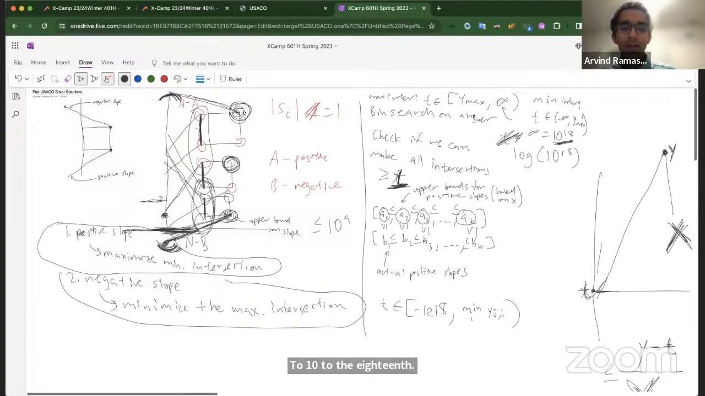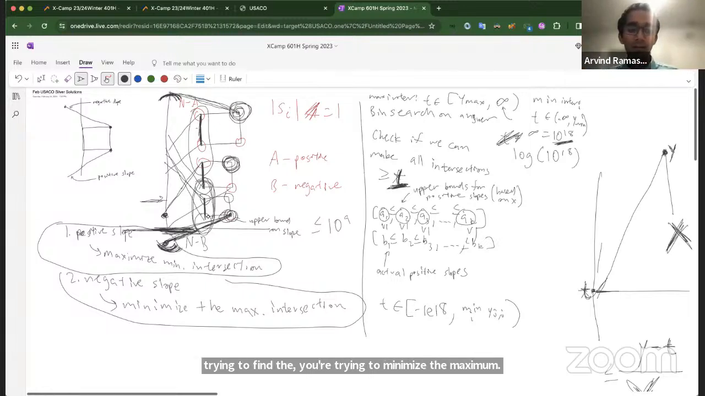Yeah, so we're trying to minimize the maximum intersection of the negative slopes and then maximize the minimum intersection of the positive slopes.